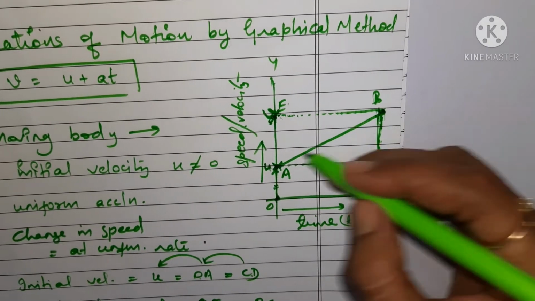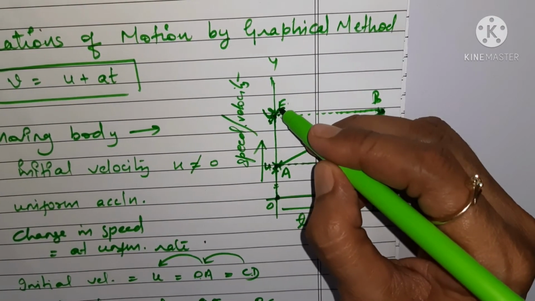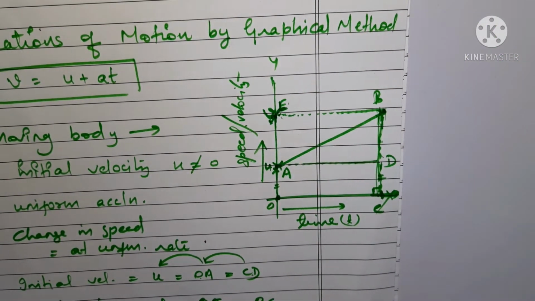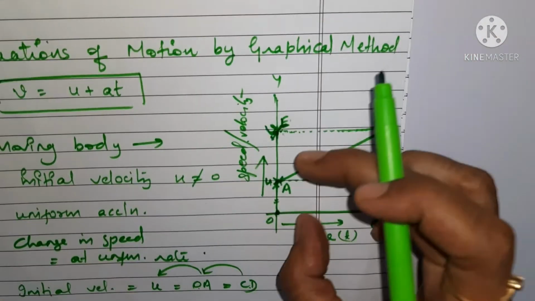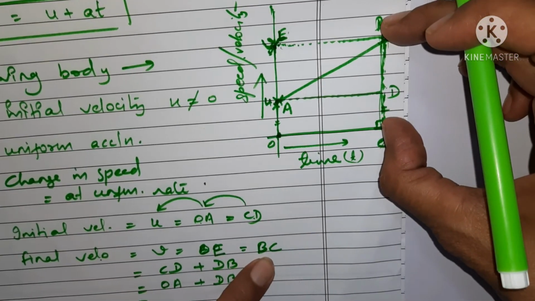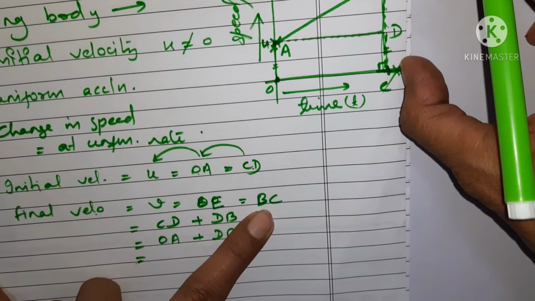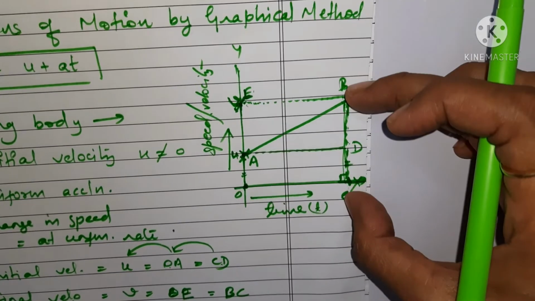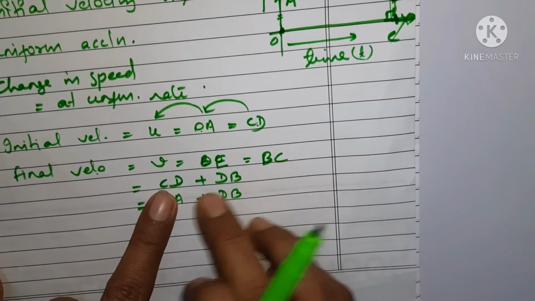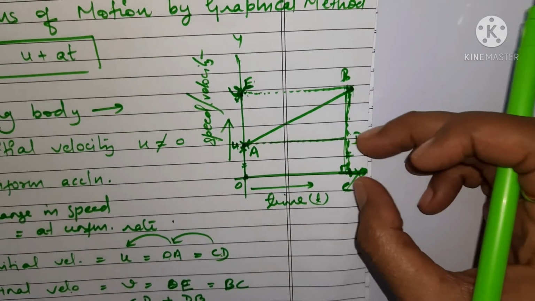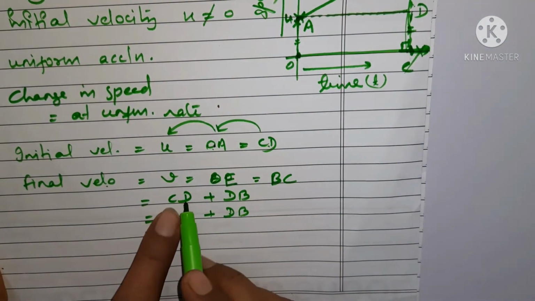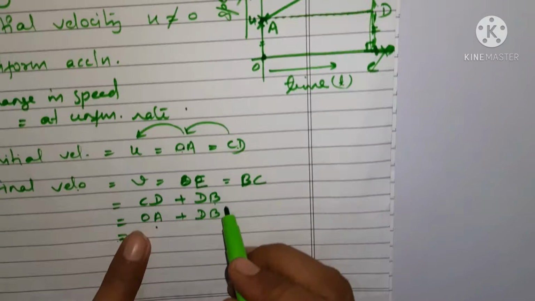v is equal to OE. First of all, we have taken v is equal to OE. Now this OE is equal to BC, so instead of OE we have written BC. Then we have seen that BC is equal to CD plus DB, so instead of BC we have written CD plus DB. Now this DC is equal to OA, so instead of DC we have written OA, and DB we have taken as such.